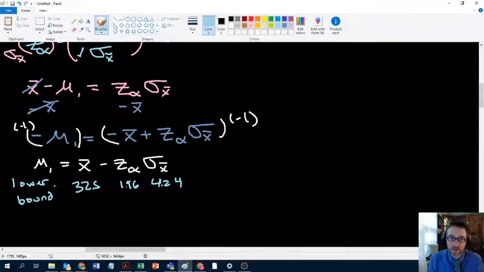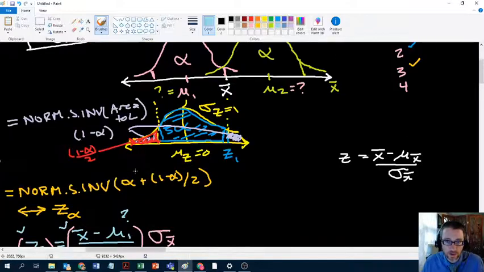X bar is given. You have to use the formula to find z. You have to use the formula to find sigma. But it's a very straightforward way to get these mu1s now without ever having to draw all that stuff, right? This is a permanent solution to mu1. Okay, so we're halfway done. Let's solve the mu2 side. We're going to go to the other side.